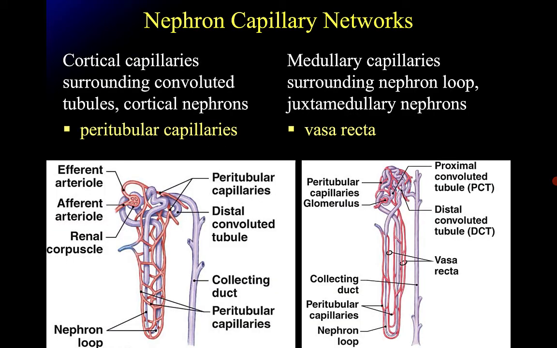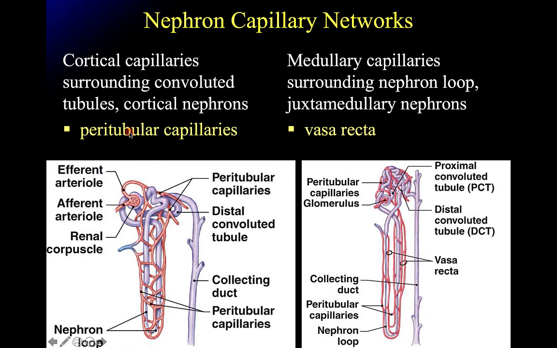So how do we end up picking up this water that we're trying to pull out of the loop of the nephron, or these other substances like glucose and amino acids that we're trying to pull out of that proximal convoluted tubule? We pick them up and put them into capillaries which surround the nephrons. So these are nephrons shown. We have a cortical nephron on the left, a juxtamedullary nephron on the right, which are surrounded by capillary networks.